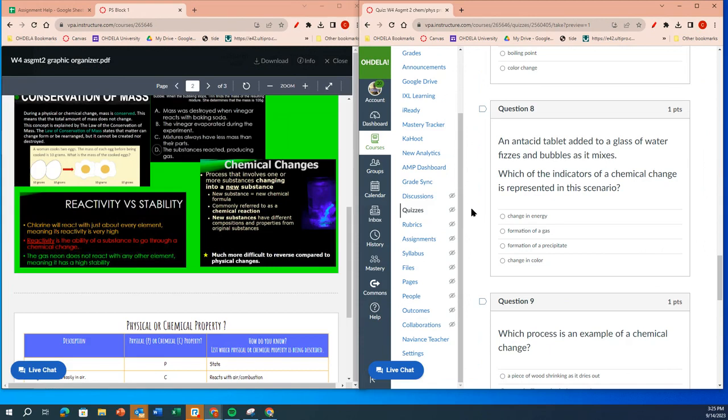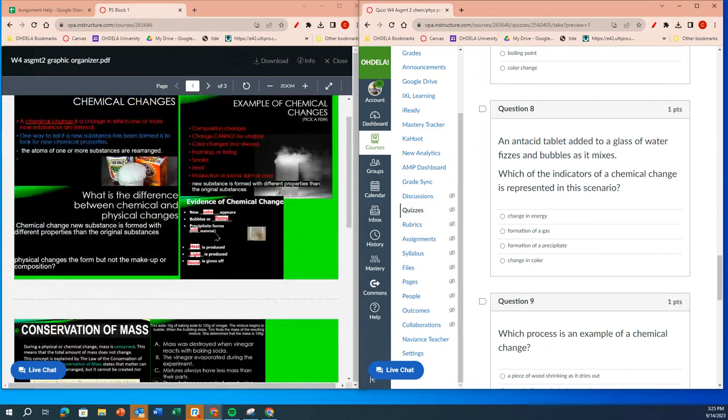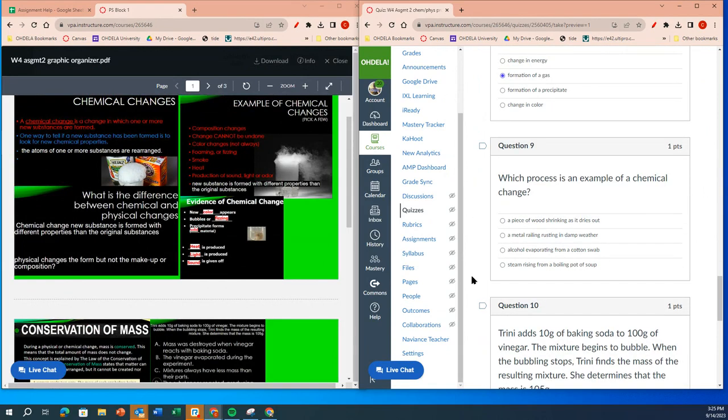What is the indication of chemical change represented here? So if we look at some of the evidence of chemical change, color, fizzing. So formation of a gas is fizzing. Which process is an example of a chemical change? A piece of wood shrinking as it dries out, a metal railing rusting, alcohol evaporating from a cotton swab, steam rising. So the only thing in here that is evidence is rusting, because evaporation is a process of just changing states, so is steam.